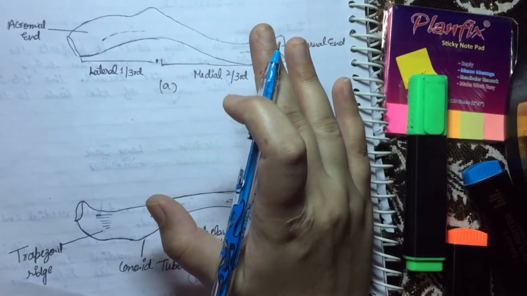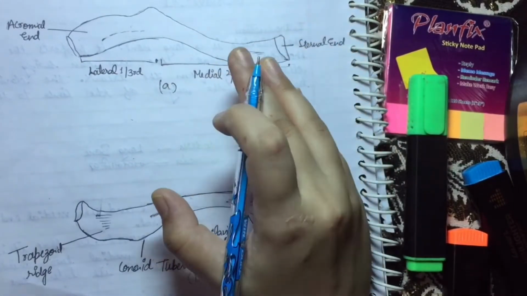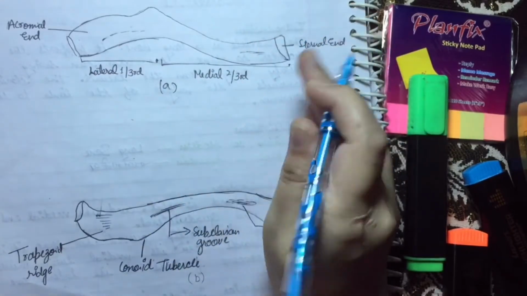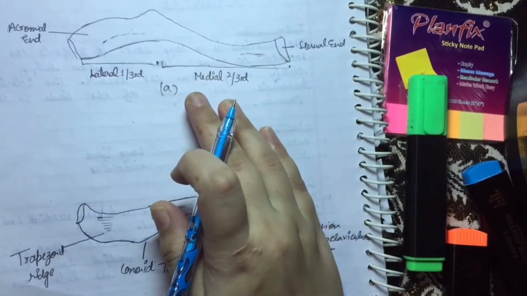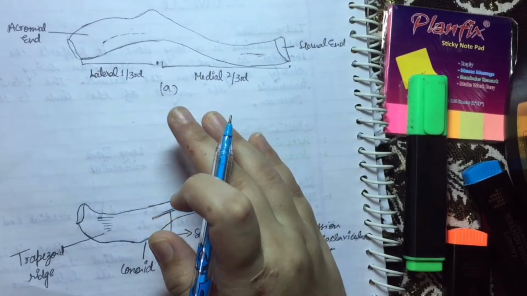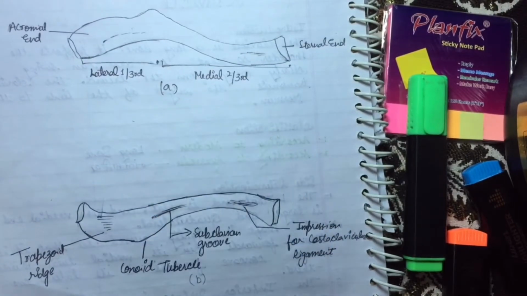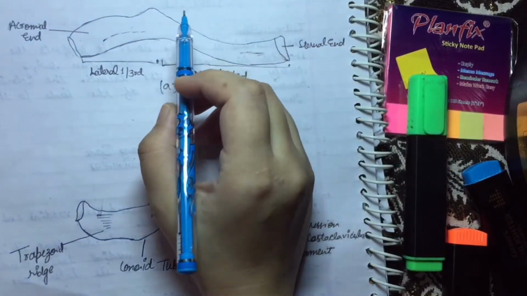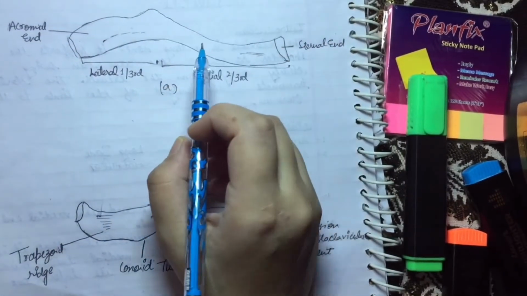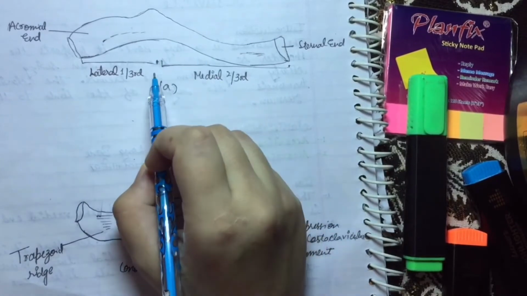Now we talk about the peculiarities of the clavicle. It is the only long bone which ossifies in membrane. It is the only long bone that lies horizontally, and it is the first bone to start ossifying in the body of the fetus. It is the only long bone which has two primary centers of ossification. Primary centers are 2 and secondary center is 1.